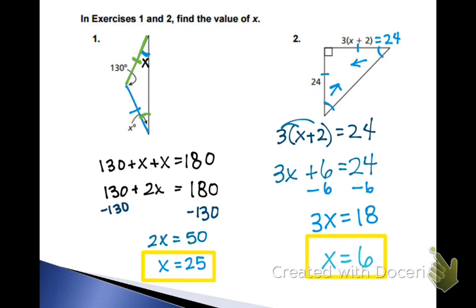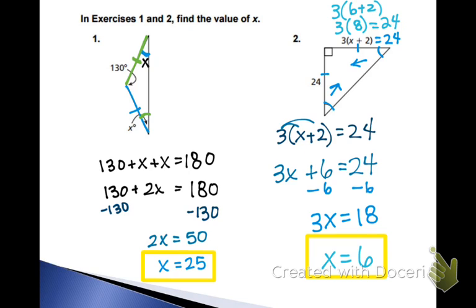Ta-da! But when you plug it back in, it doesn't equal 24. It sure does. 3 times 6 plus 2. You do parentheses. 6 plus 2 is 8. Good point. And it does equal 24. That was also a common mistake when people plugged back in. You got to do your parentheses before you distribute.